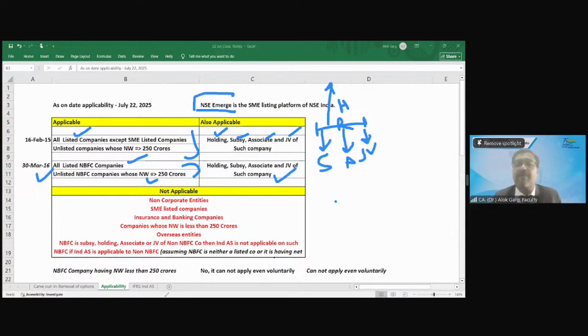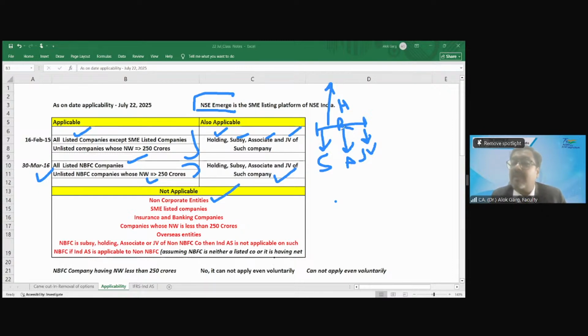Ind AS is not applicable on which entity? Ind AS is not applicable to non-corporate entities. It is not applicable to partnership firm, proprietorship firm, Hindu undivided family, trust, body of individuals, local authorities, LLP, limited liability partnership. Ind AS is not applicable.